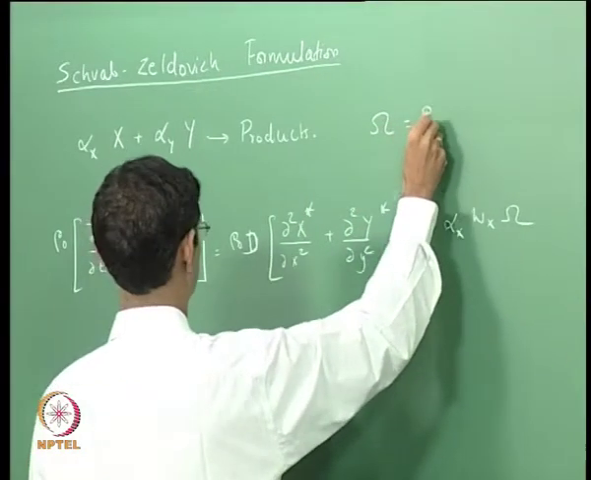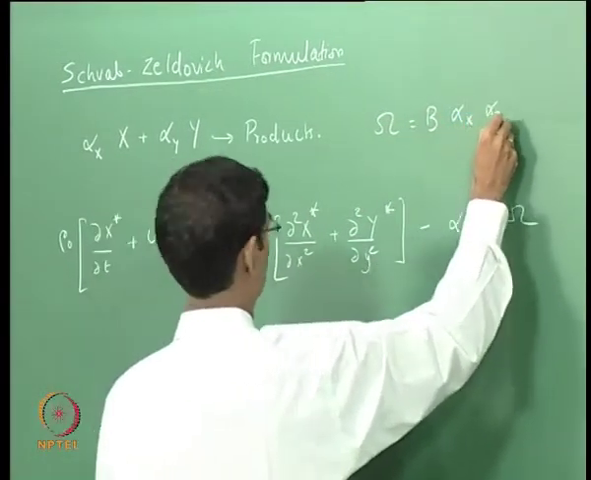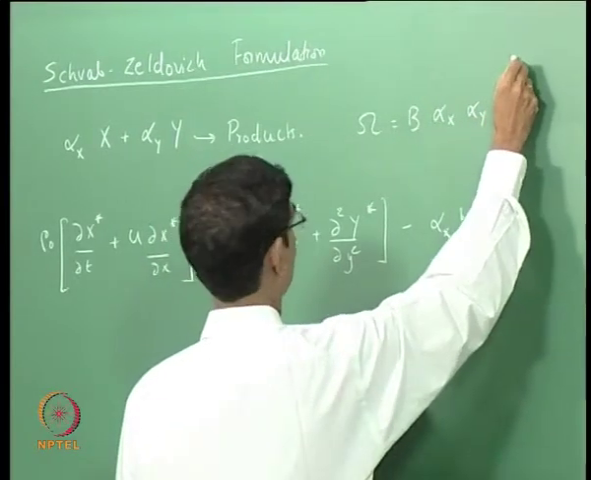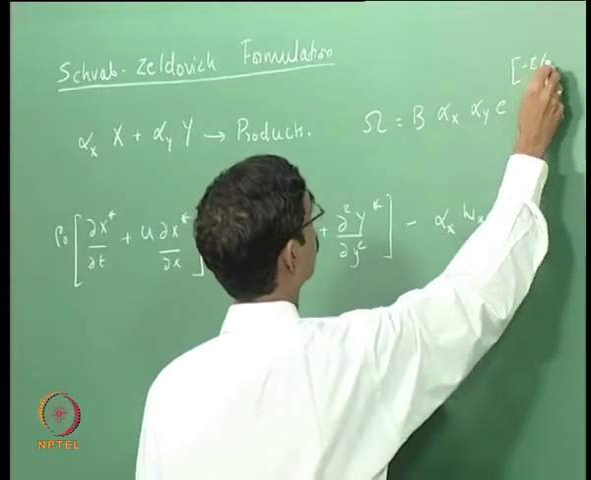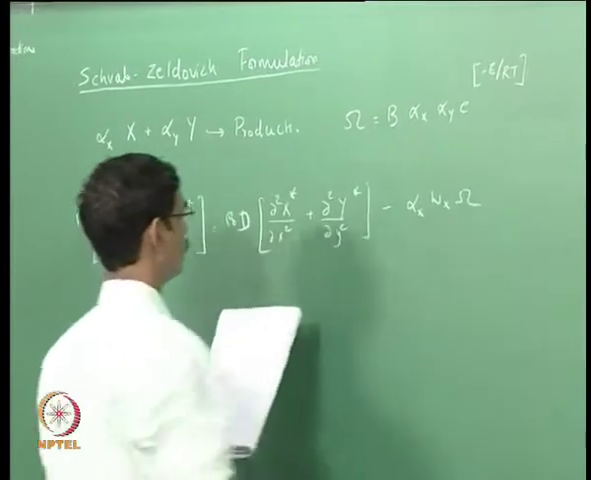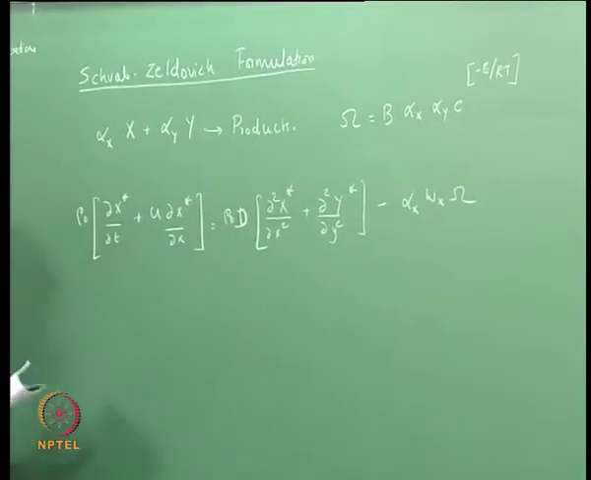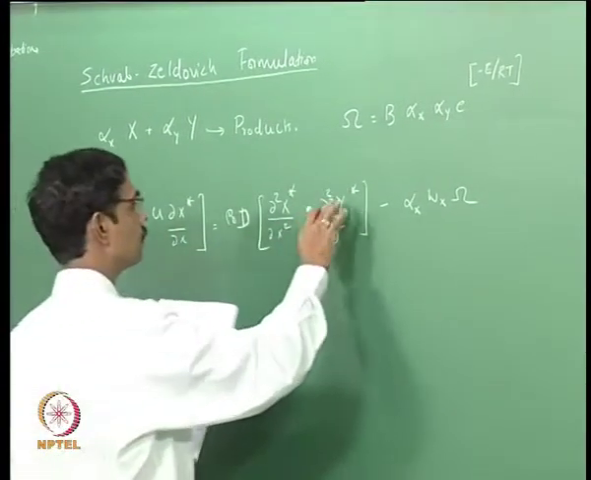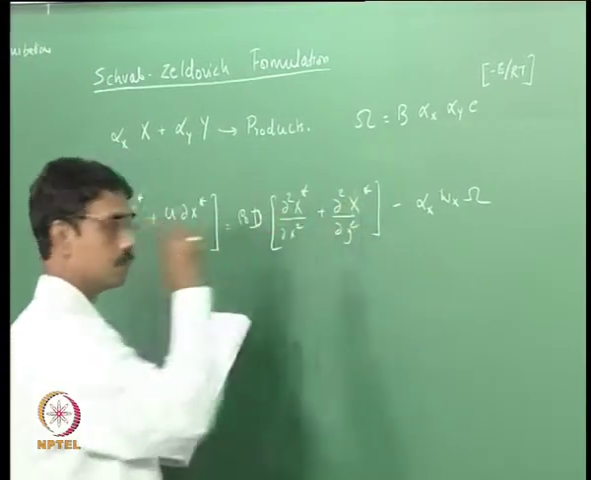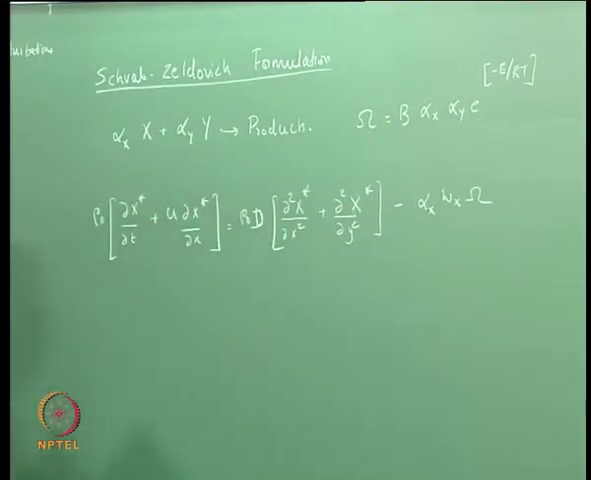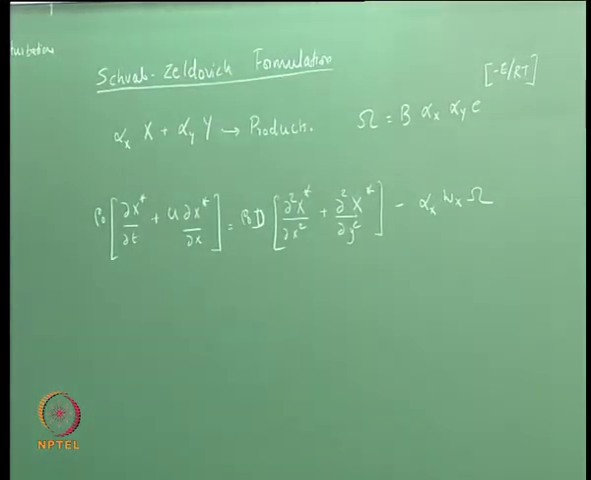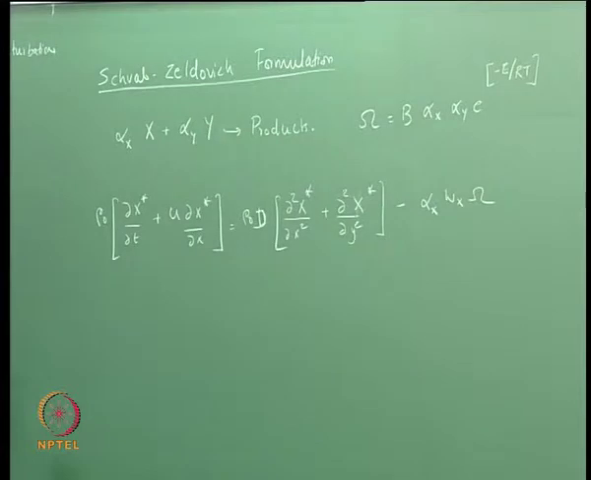Omega can be written as B alpha x alpha y e power minus Ta over T. So similarly, if there is any mistake please point out. So similarly, we can write the equation for y also.